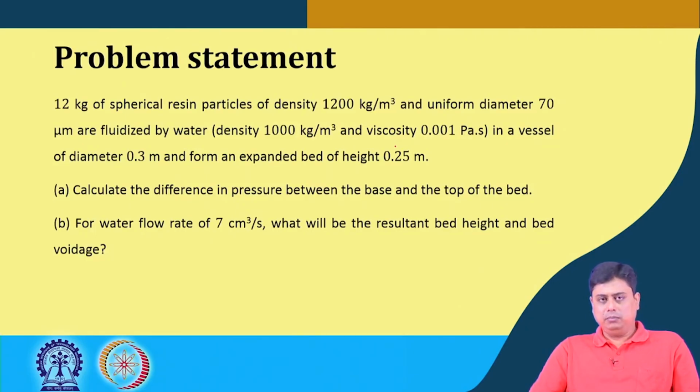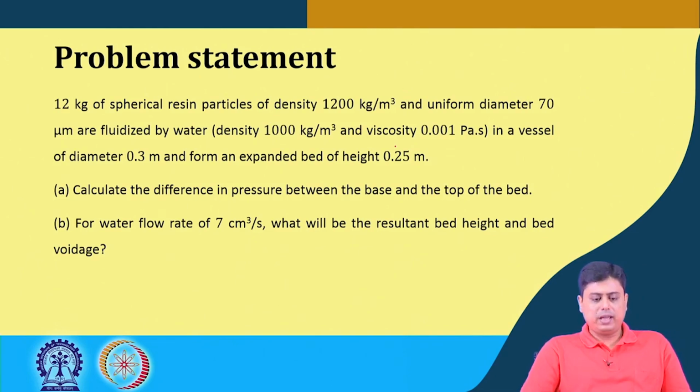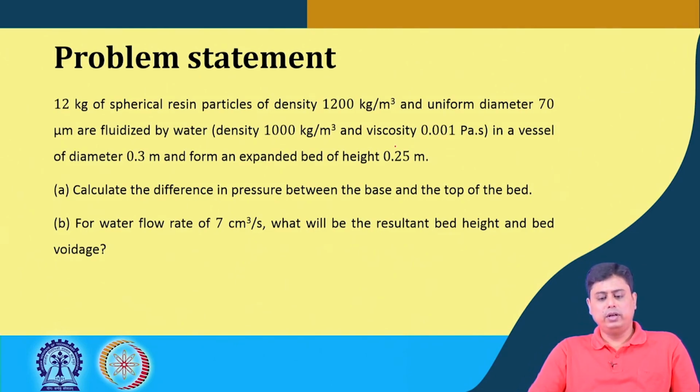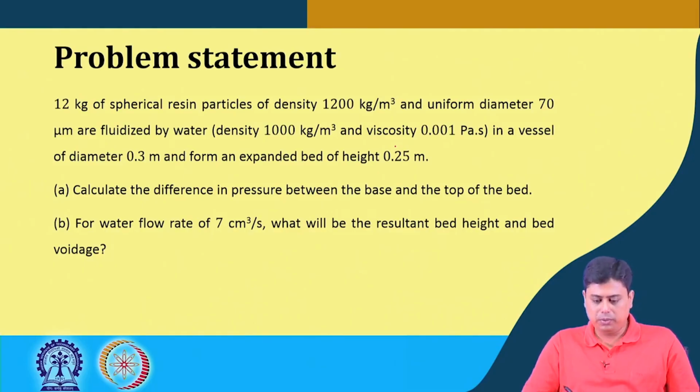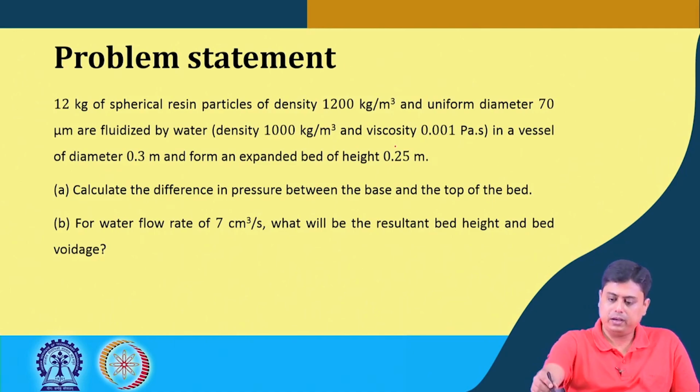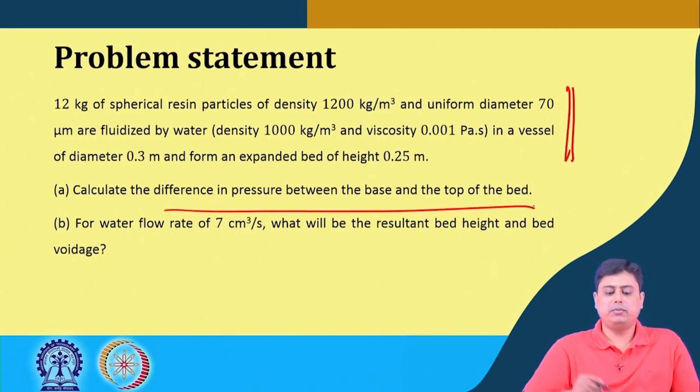Okay, and in the third problem, we have 12 kg of spherical resin particles of known density and uniform diameter. Water density, viscosity, and vessel diameter are given, and the formed packed bed height is also mentioned. We have to calculate the pressure difference between the base and the top of the bed, and for a certain water flow rate, the resultant bed height and bed voidage. Provided all the information is given, first we calculate the pressure difference between the base and top of the bed.